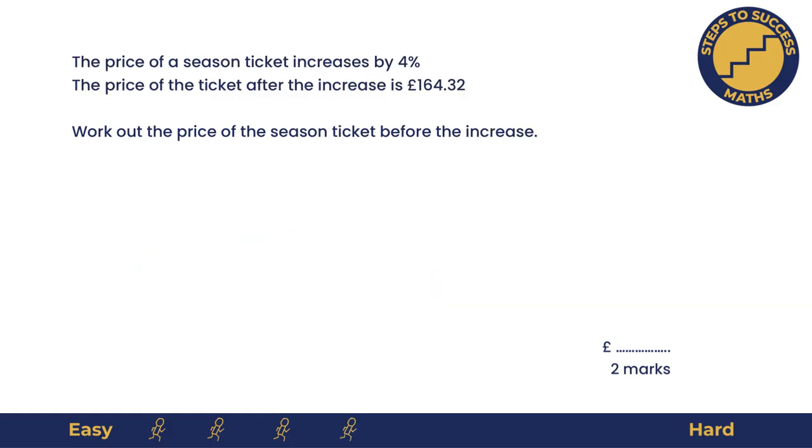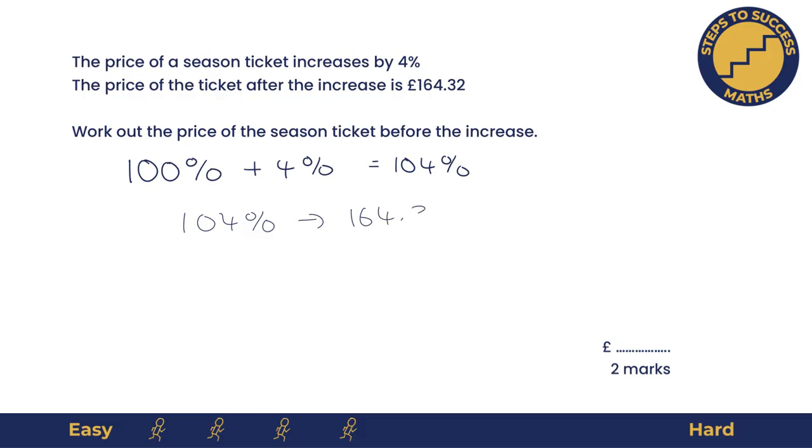The price of a season ticket increases by 4%. The price of the ticket after the increase is £164.32. Work out the price of the season ticket before the increase. So it's increasing. So this new amount is 104%. And that's £164.32. Now work down to 1%. So we need to divide by 104. And then back to 100% by timesing by 100.